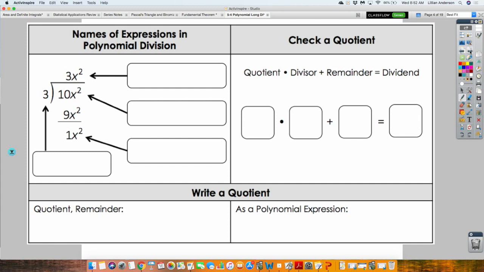Just to make sure, there are certain names for every piece. First off, the number on the outside is called the divisor. So instead of me saying, what goes on the outside, I'm going to ask you, what is the divisor? You need to know that's the number on the outside of the radical symbol. The number on the inside is called the dividend.